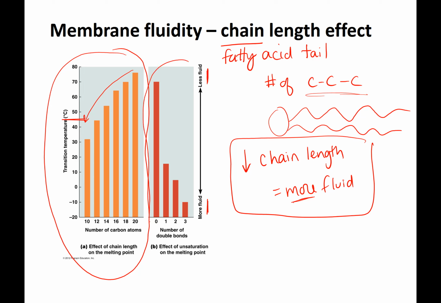This side is showing you the number of double bonds. So this is the saturation effect. And you can see as you increase the number of double bonds, you become more fluid really fast. So chain length has a small influence on membrane fluidity. Number of double bonds has a large influence. So you put 3 kinks in that chain and you become very fluid.